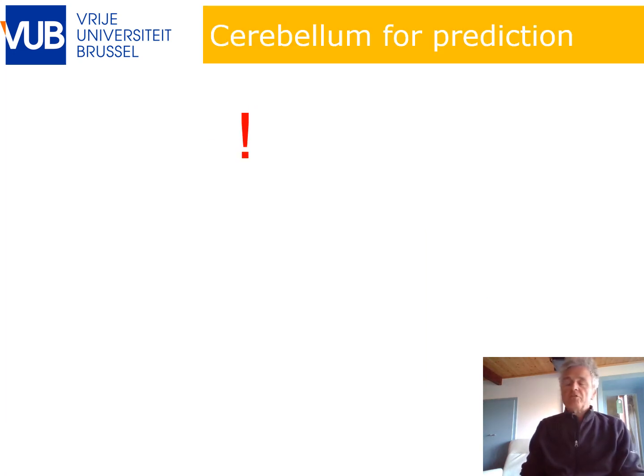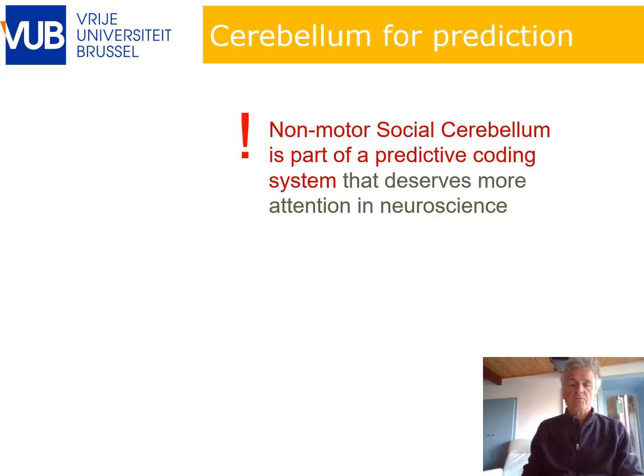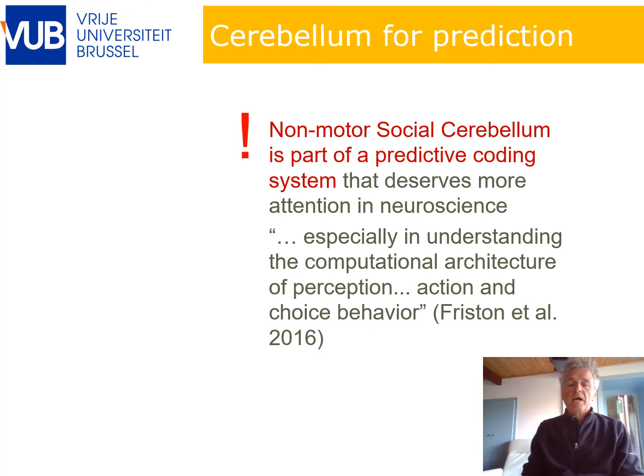And this is all just to end that this series of studies has shown that the cerebellum is important for predicting social action sequencing. So the non-motor social cerebellum is part of a predictive coding system that deserves more attention in neuroscience, as it is especially important in understanding the computational architecture of perception, action, and choice behavior, according to Friston, who is the major author of the predictive coding approach to the brain.